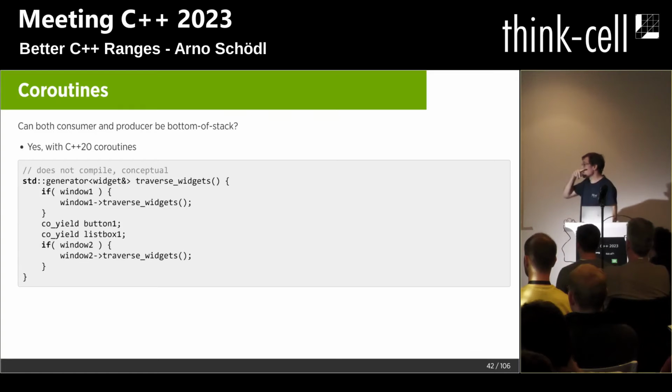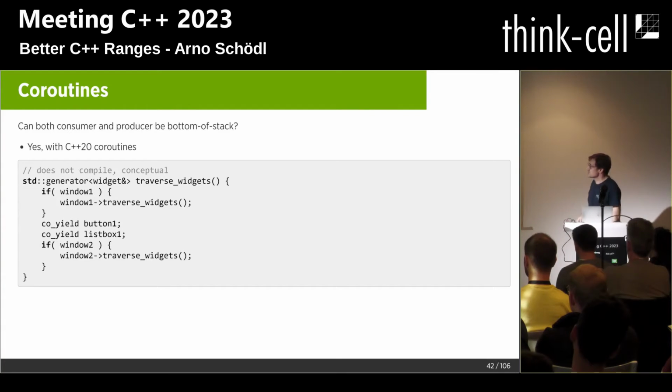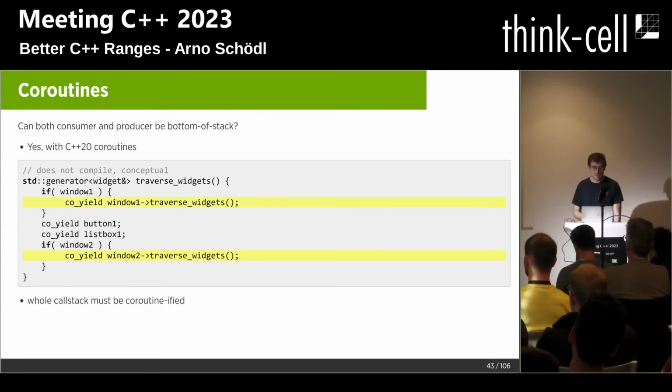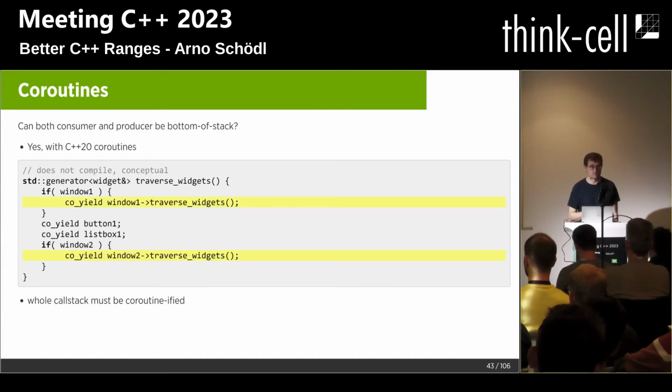But C++ coroutines have their own problems. First of all, you can write this, which actually is std generator. It's supported. You can write that code. Except every function that this coroutine calls has to be a coroutine. So it means you have to coroutine your whole call tree. Otherwise, it won't work, which is annoying.